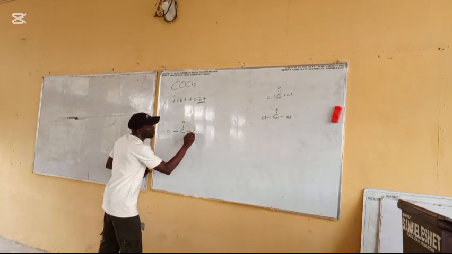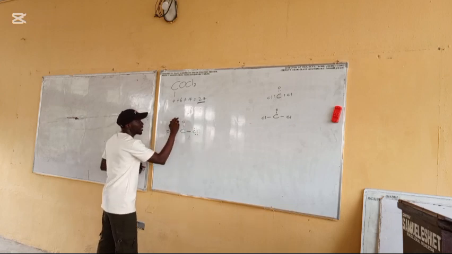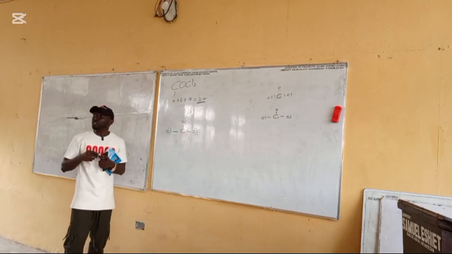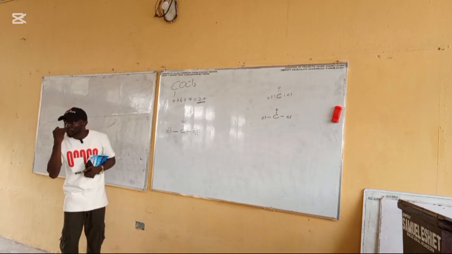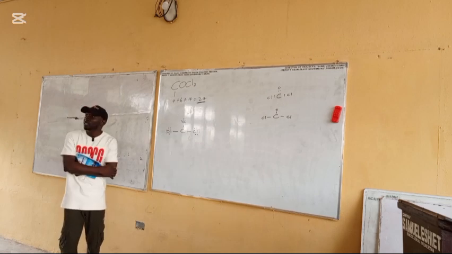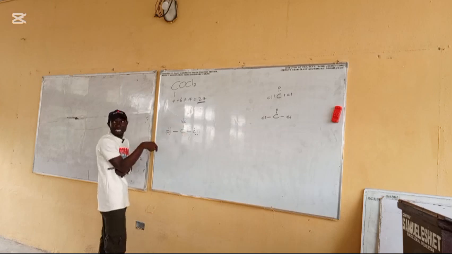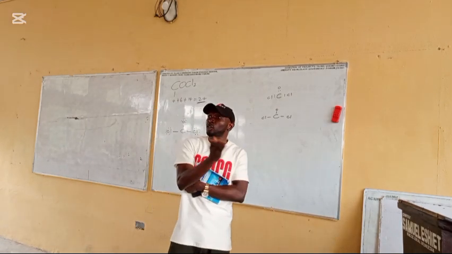1, 2, 3, 4, 5, 6. Plus 2, how many is that? 8. 1, 2, 3, 4, 5, 6. That's how many there? 8. What about here? 1, 2, 3, 4, 5, 6. That's how many there? 8. And now if you check, we have used all the electrons. True or false? Yes. 8 plus 8 plus 8. That's how many? 24. So all the electrons are gone.